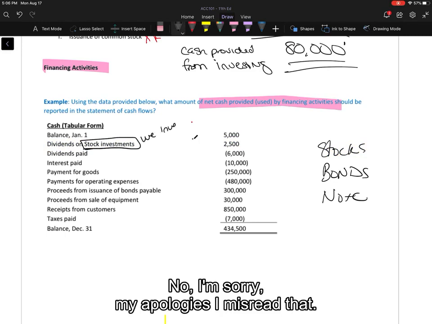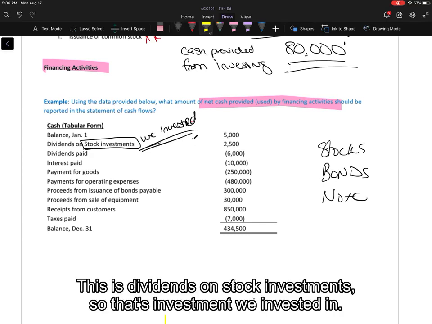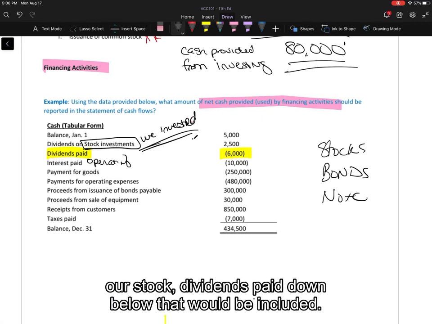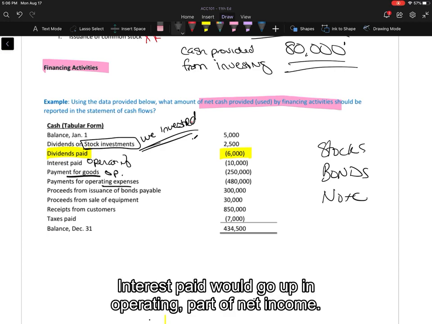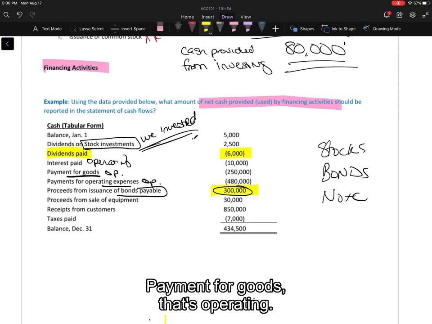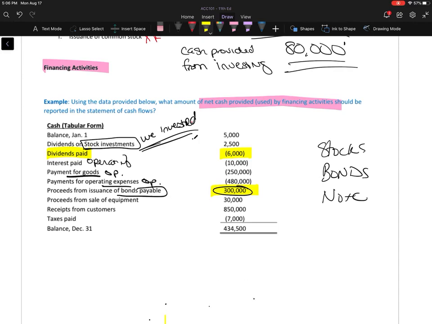No, I'm sorry. My apologies. I misread that. This is dividends on stock investments. So that's an investment we invested in. So that does not have to do with our stock. Dividends paid down below, that would be included. Interest paid would go up in operating, part of net income. Payment for goods, that's operating. Payment for operating expenses, operating.